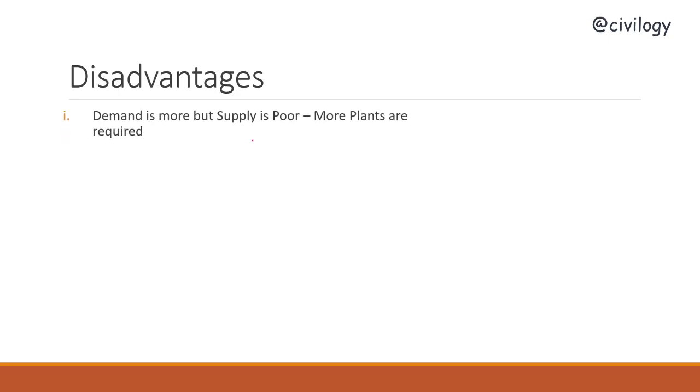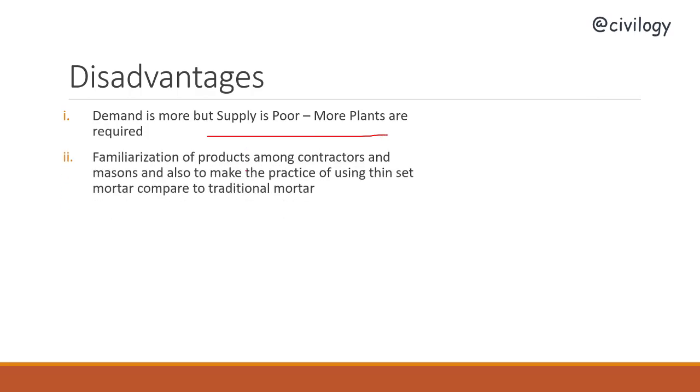Disadvantages. Demand is more but supply is poor. More manufacturing plants are required. Familiarization of the product among contractors and masons is needed, because practicing using thin set mortars compared to traditional mortars has to be done. Cost of setting up an AAC plant is high.